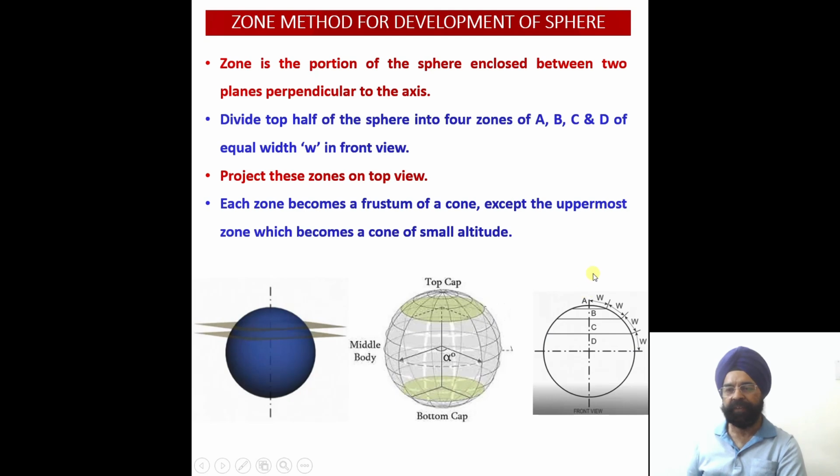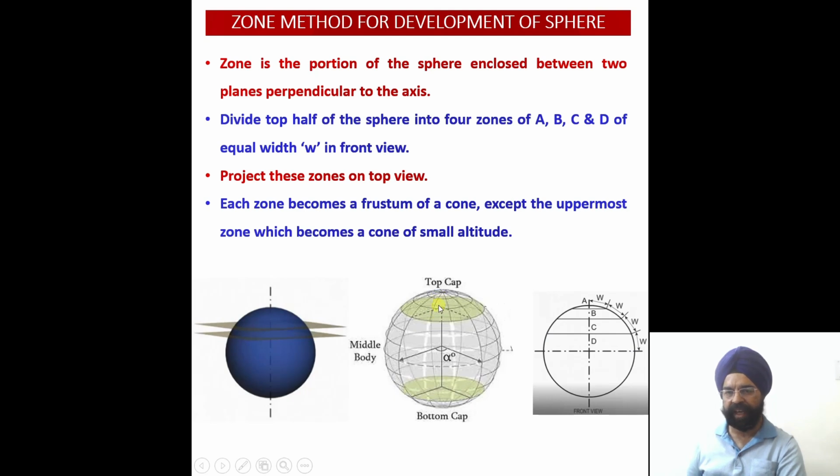And another thing, if this is the axis of the sphere, then all the cutting planes, cutting plane 1, cutting plane 2, cutting plane 3, cutting plane 4, will be perpendicular to this vertical axis, or otherwise we can say that all the cutting planes will be parallel to the horizontal axis of this particular sphere. So one half of the sphere we are going to develop, and the development of the remaining half will be the same.